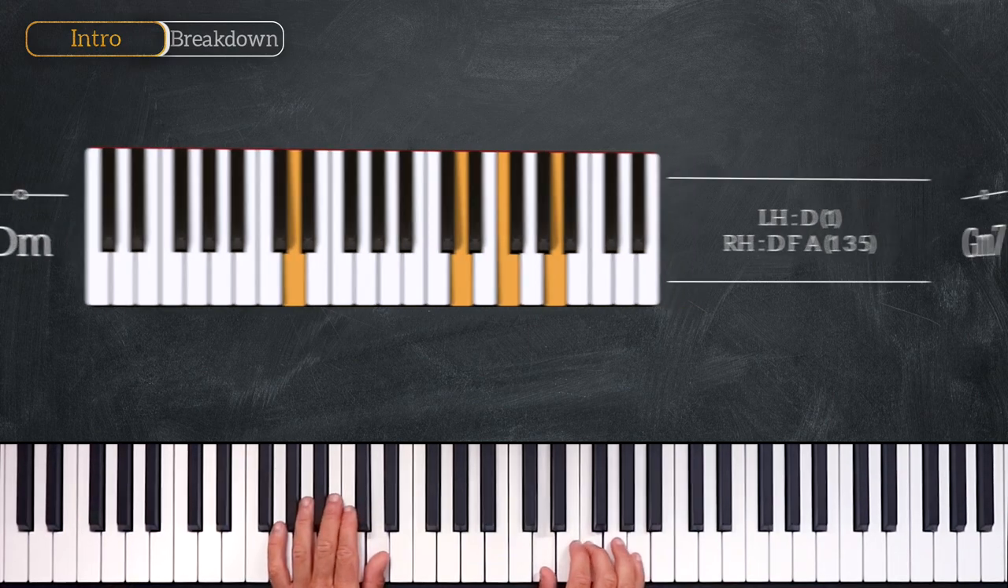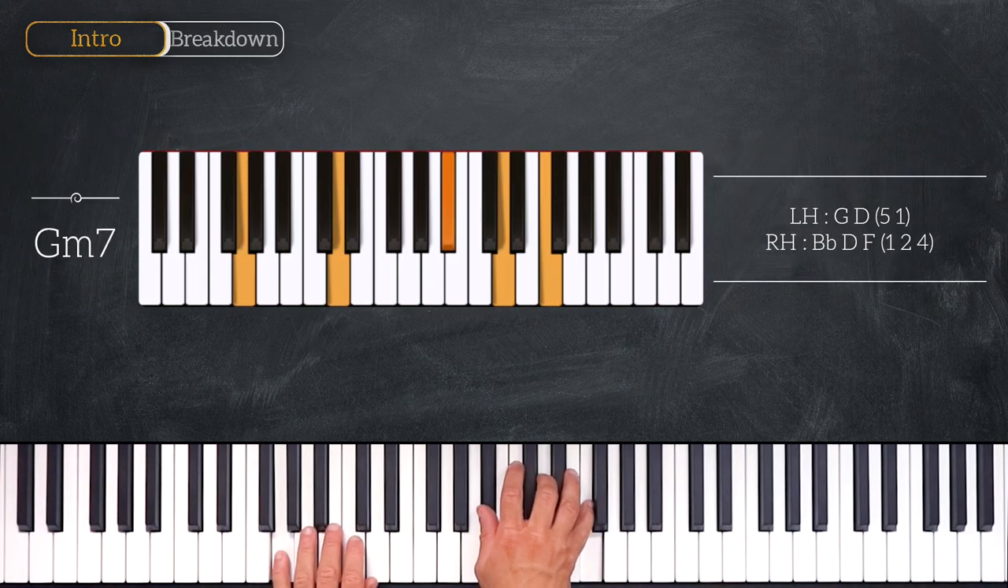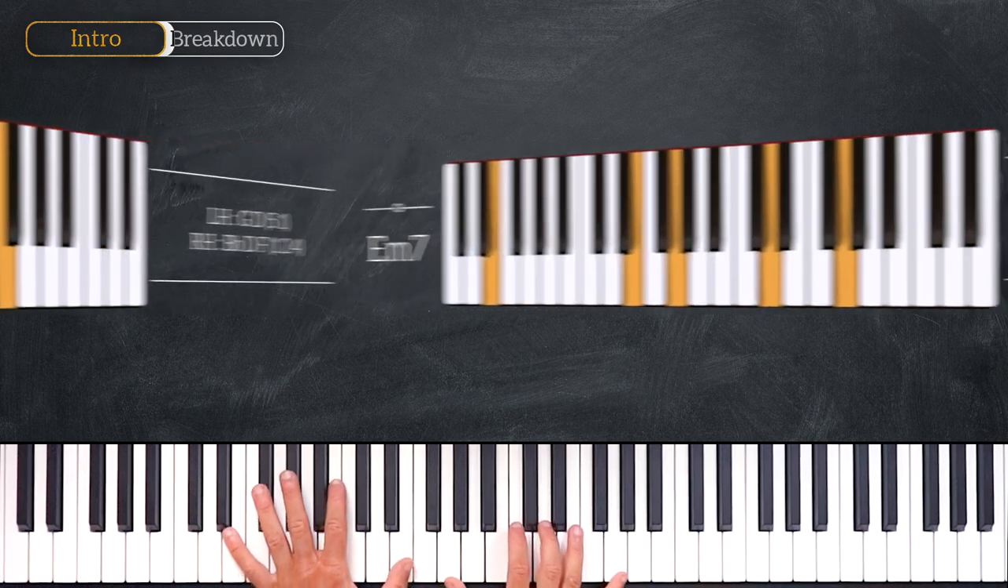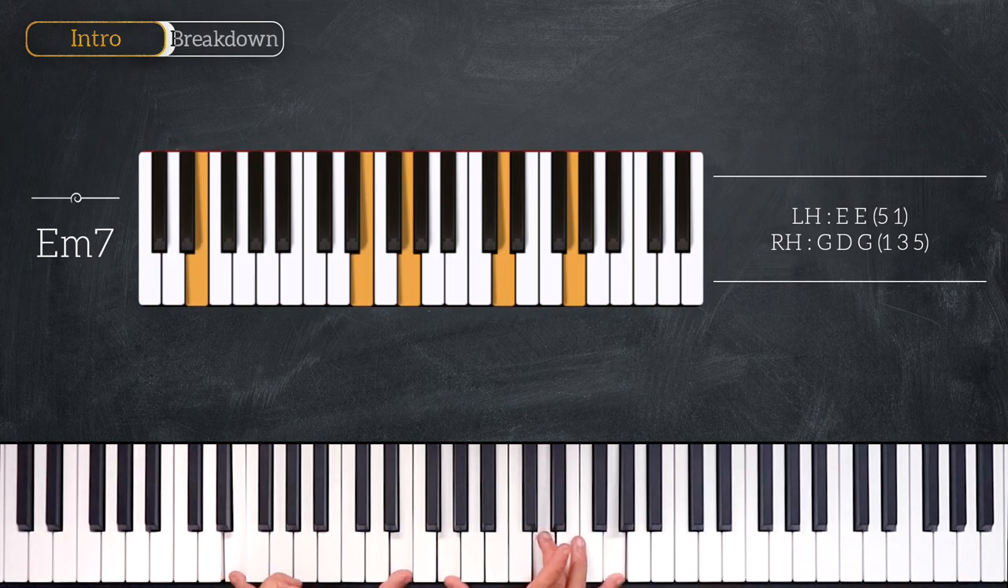Then right after we'll play this G minor 7 on the 2nd degree of the scale, playing G on the left, B flat, D, F on the right. Right after, we'll play this E minor 7, playing octave E on the left hand, and G, D, G on the right hand.